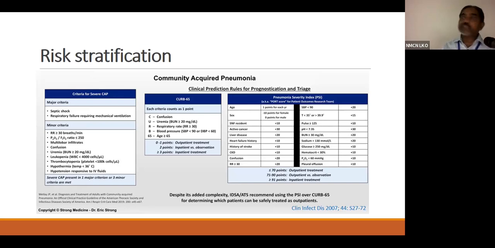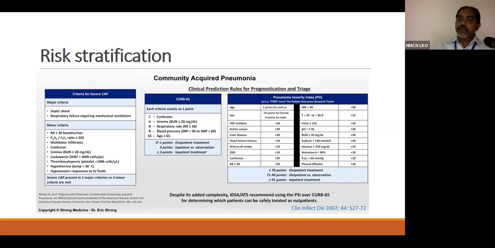However, another scoring system is CURB-65, which consists of 4 parameters and age more than 65. If you have 0 to 1 points, outpatient management will suffice. With 2 points, inpatient management may be considered. However, with 3 or more points, inpatient management is necessary.